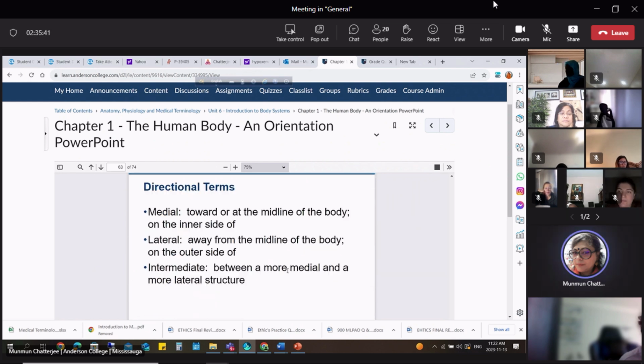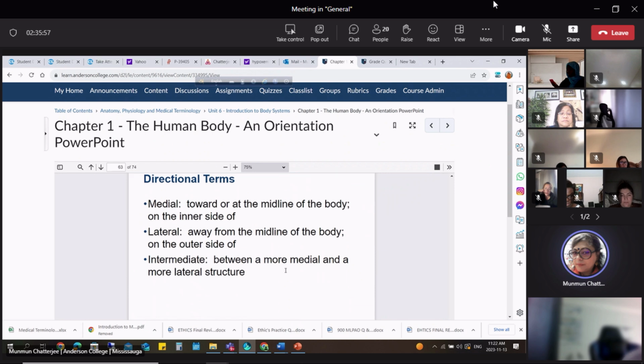Medial, lateral, intermediate. Medial is towards the midline of the body, or the inner side. Lateral is away from the midline, or the outer side. And intermediate is between a more medial and a more lateral structure.